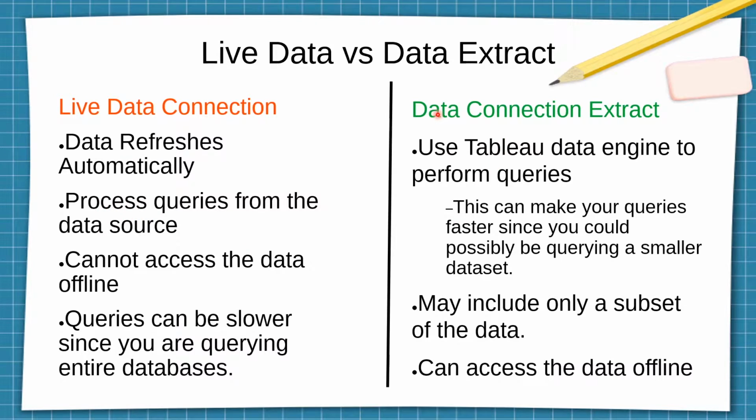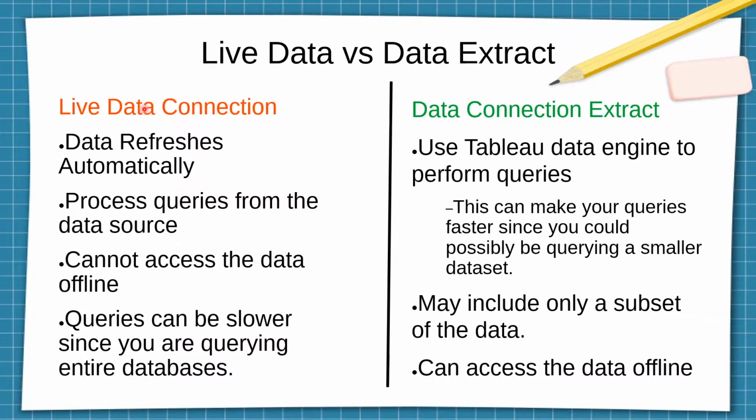But with a data connection extract, all your queries are being run in the Tableau data engine. So whenever you make a request, the request is not being sent to the original data source. The request is being sent to the Tableau data engine. One of the benefits of this is that your request can be faster because when you have a data extract, you could be working with a smaller data set, and that will make everything faster and smoother, and it will just make your life a whole lot easier.